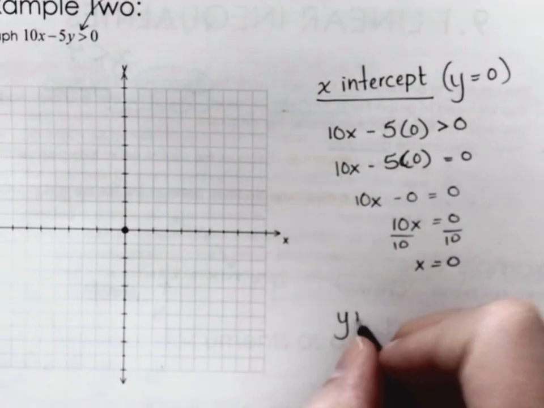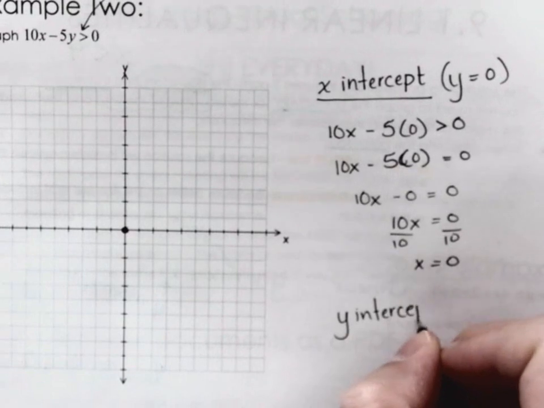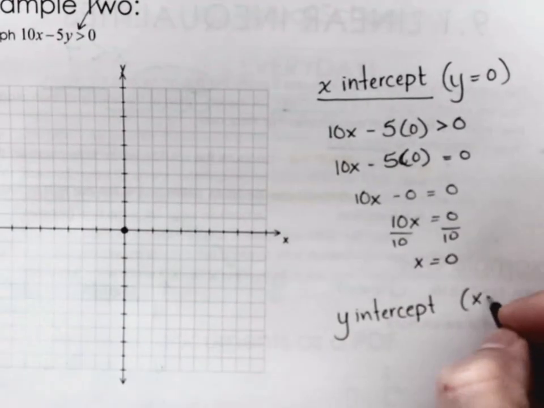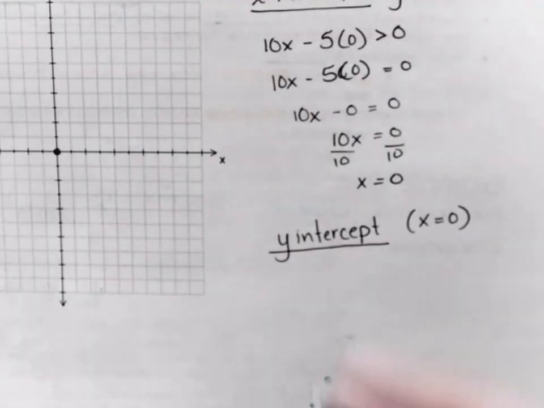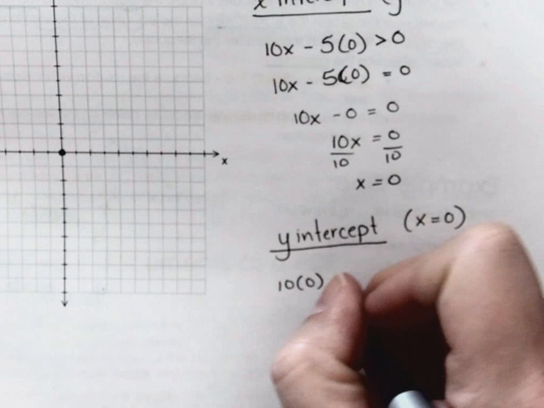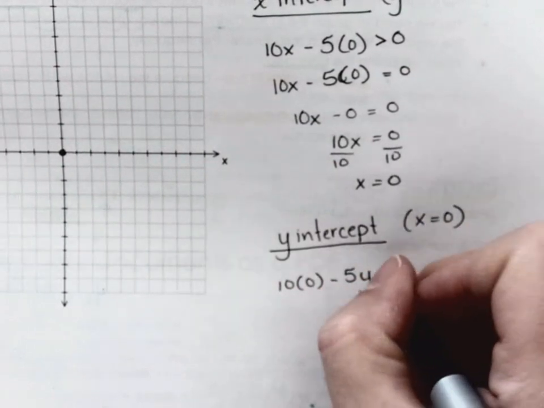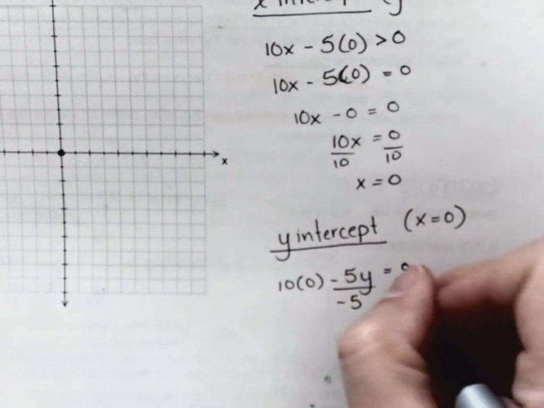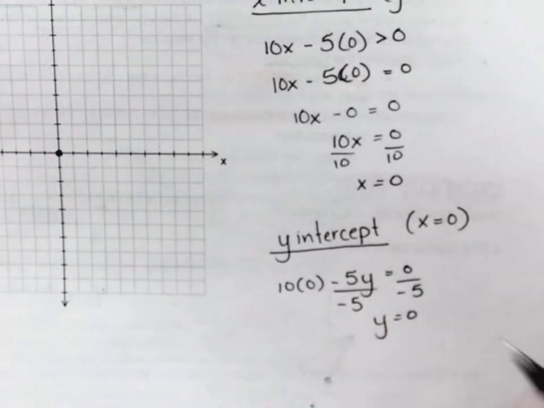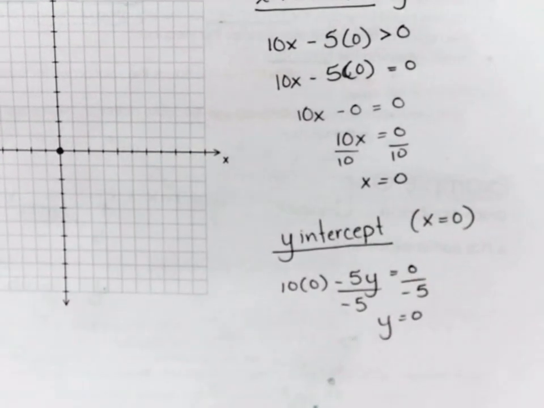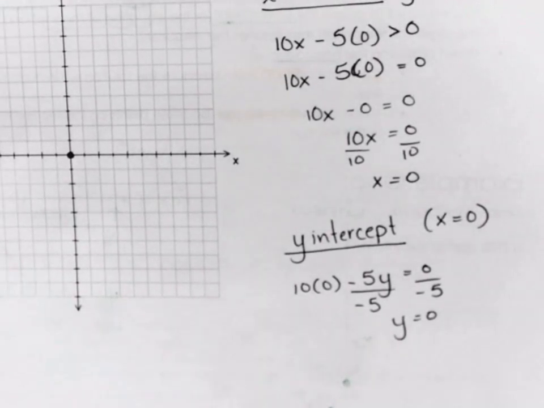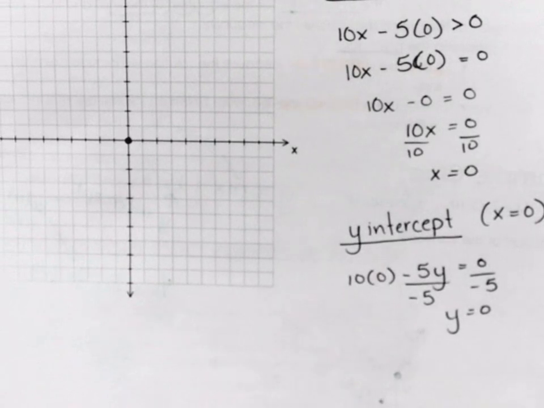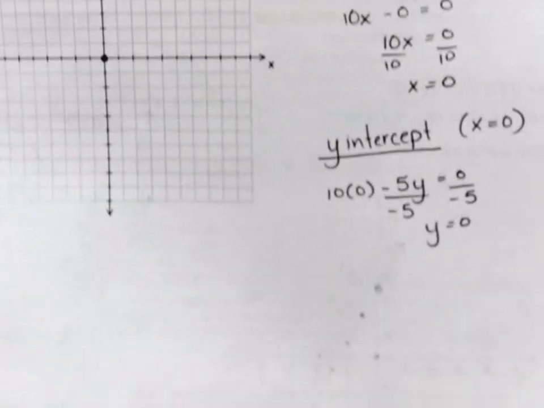So if we find our y-intercept, we always know that x is equal to 0. So if we substitute that in, it'd be 10 times 0 minus 5y is equal to 0. So divide by -5, divide by -5. Y is equal to 0. So it's in the exact same point. So that's not super helpful to us because we need at least 2 points. So x-intercepts and y-intercepts in this case are the same point. So it's not really going to work all that well. So that's how I would tackle it if I was doing x-intercepts.